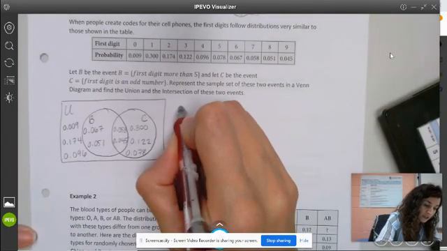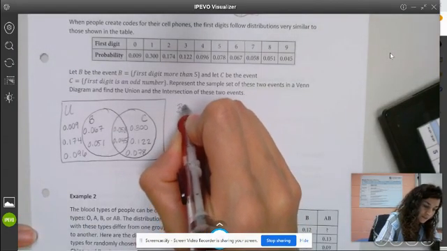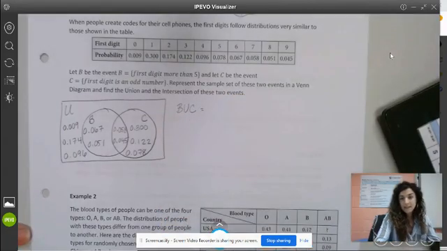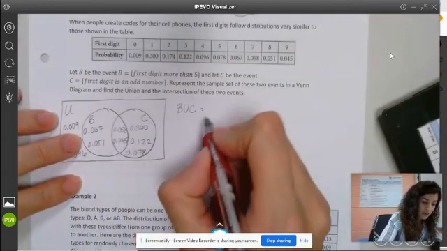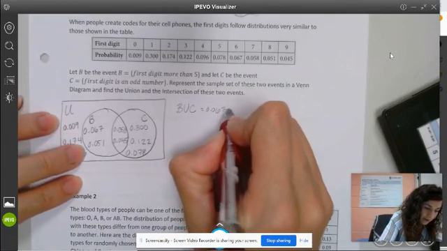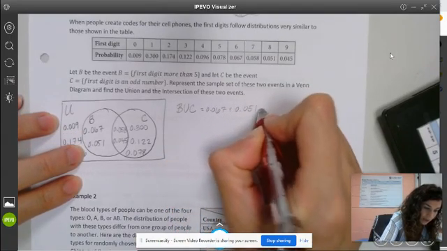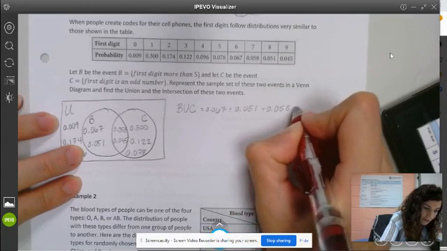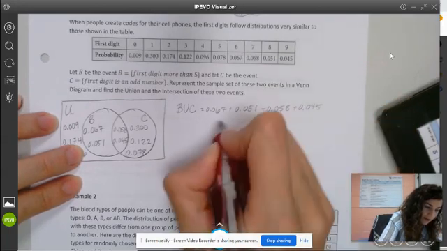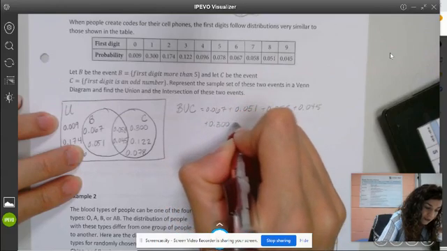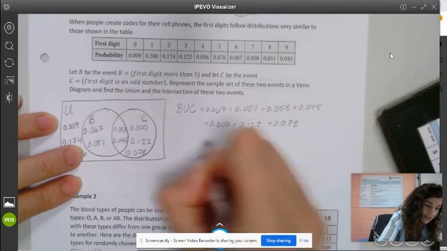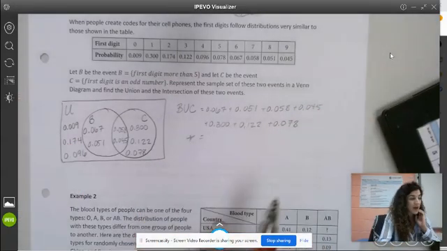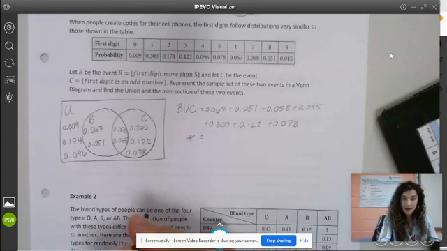Okay, and now we want to find the union of B and C. Remember, it's the bold. It's this idea of putting all of the probabilities in there together, and that is what they are. And so it's this addition, 0.067 plus 0.051 plus 0.058 plus 0.045 plus 0.300 plus 0.122 plus 0.078. I would like for you to add those all together and tell me what you get.